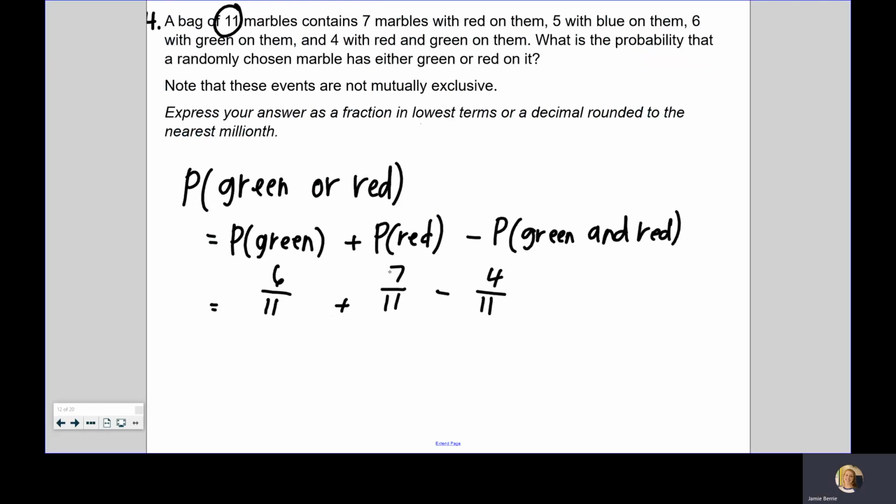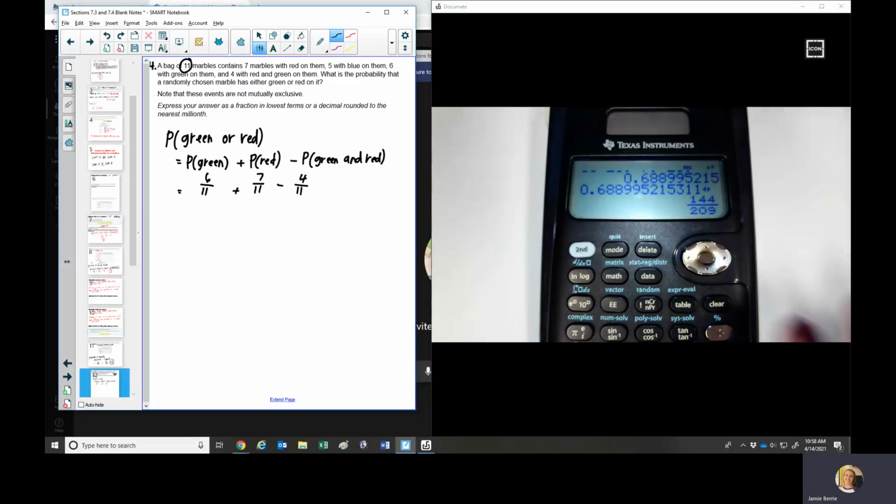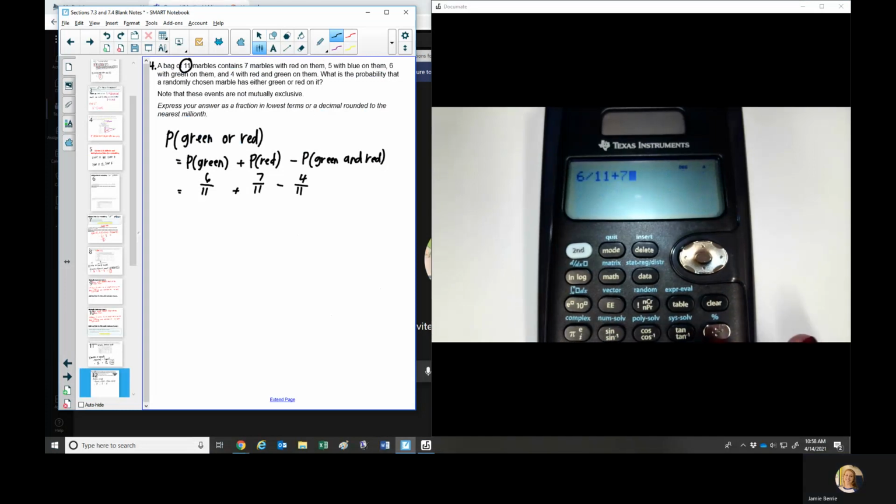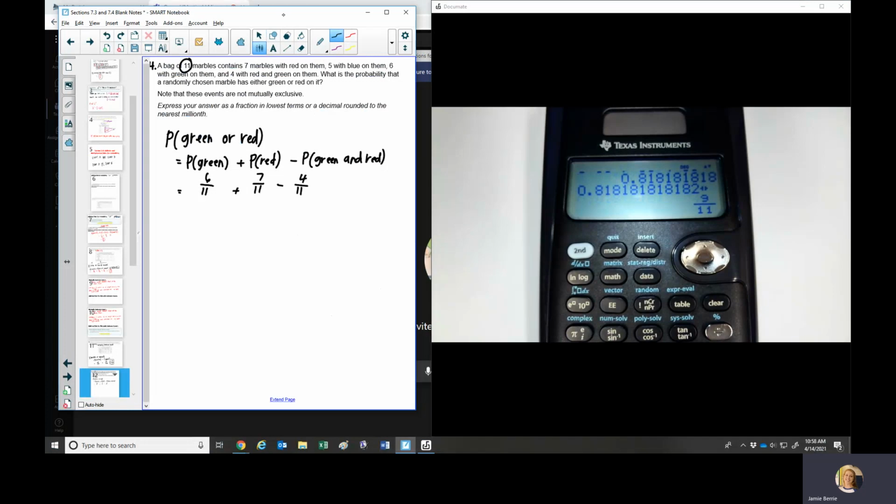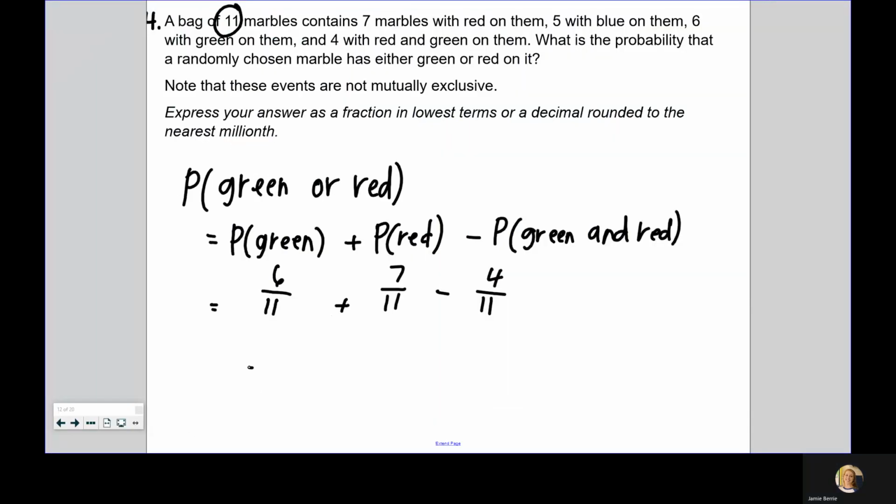All right, so again, this is pretty easy to do in your head. You're just going to add and subtract the numerators here. 6 plus 7 is 13. 13 minus 4 would be 9. But you can also do that on your calculators. Let me just show you. We'll also get 9 out of 11 if we do this on our calculator. Nine out of 11. So pretty high probability that we will get a marble that has either green or red on it.